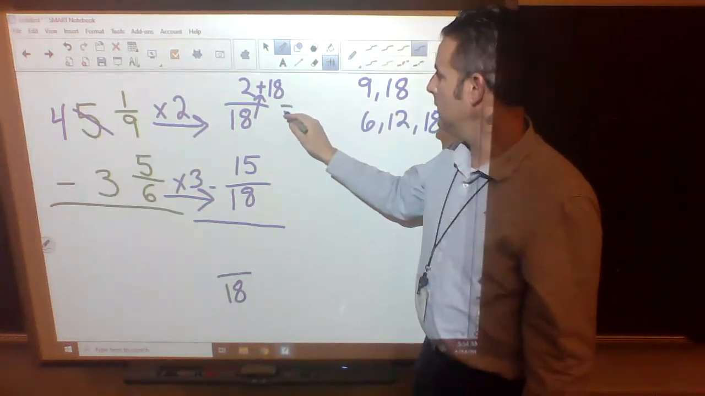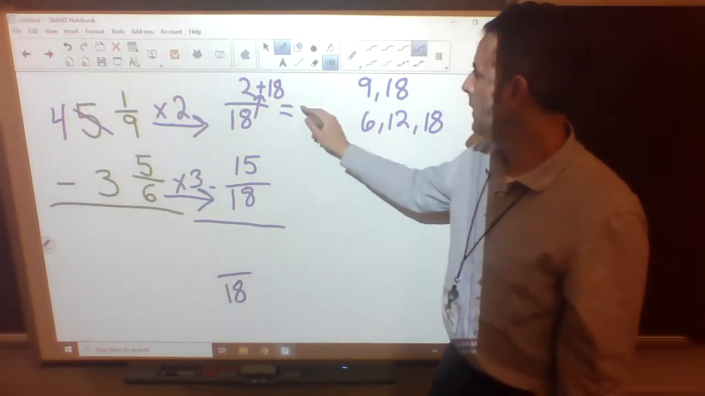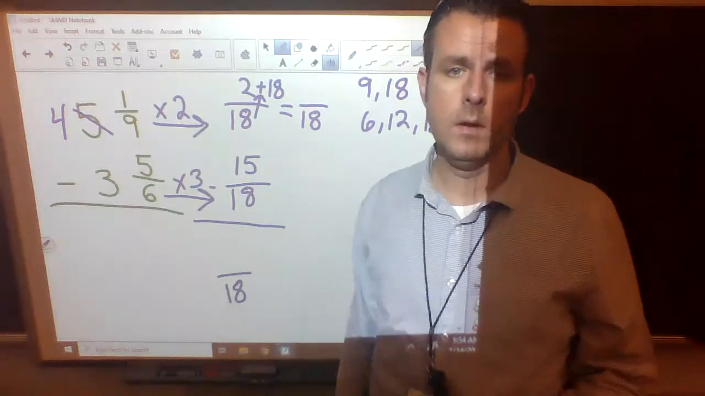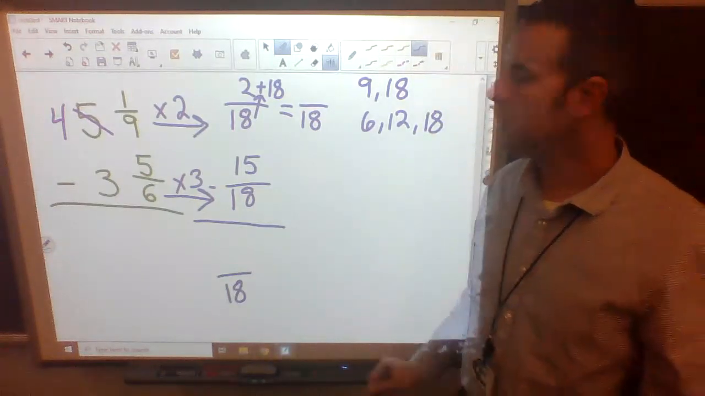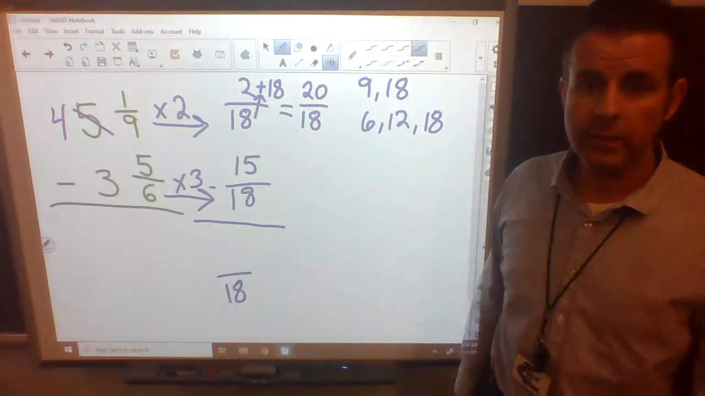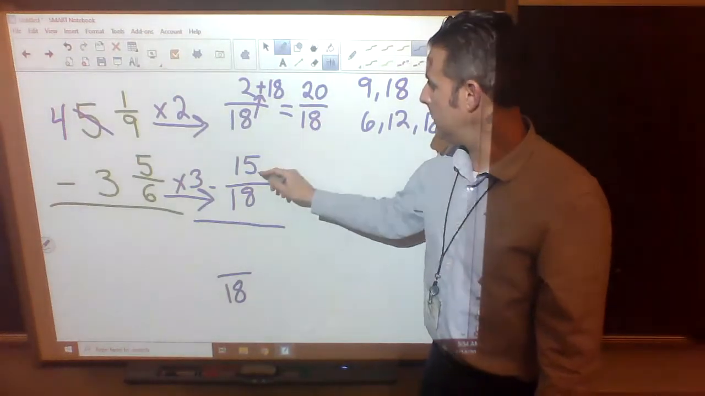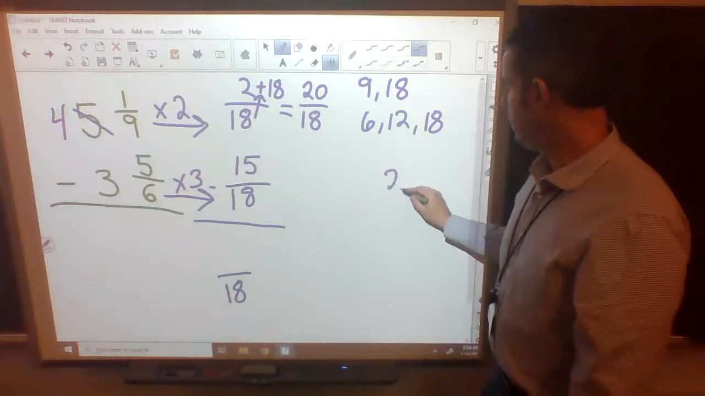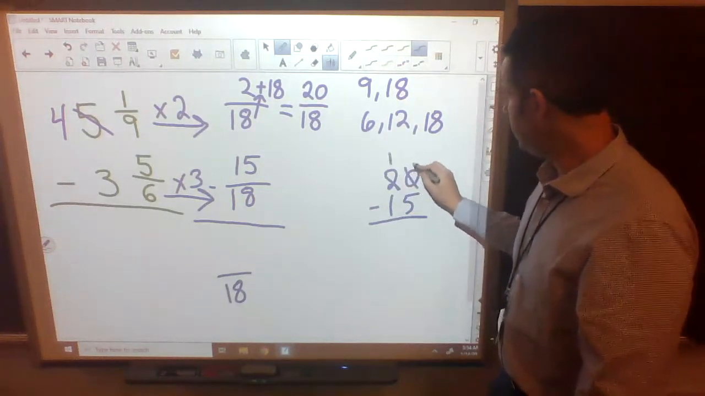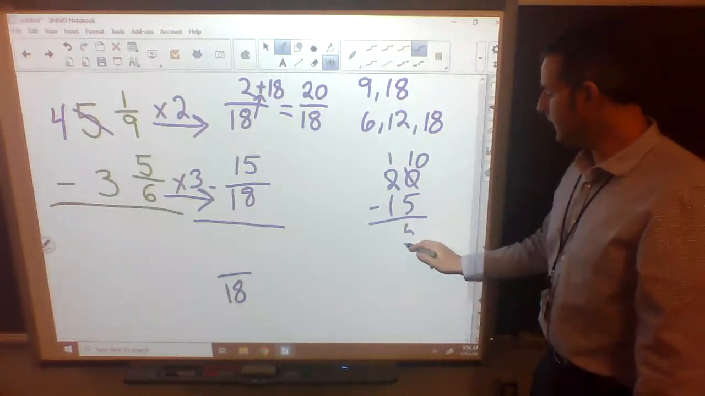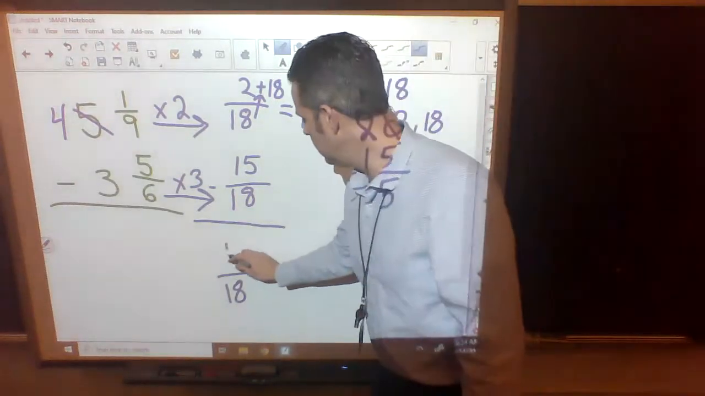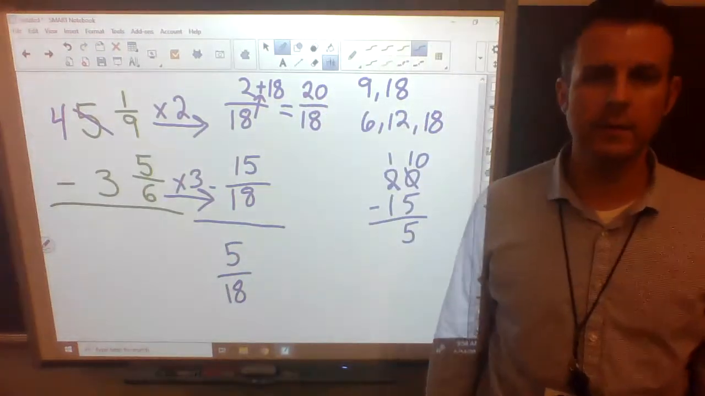So now all we have to do is add these up. Our bottom number is still going to be 18. It doesn't change. What is 18 plus 2? 18 plus 2 is 20. Now we're ready to subtract. We have 20 minus 15. If you don't know what that is, write it down. Regroup it. 10 minus 5 is 5. 1 minus 1 is 0. So our answer is 5 18ths.